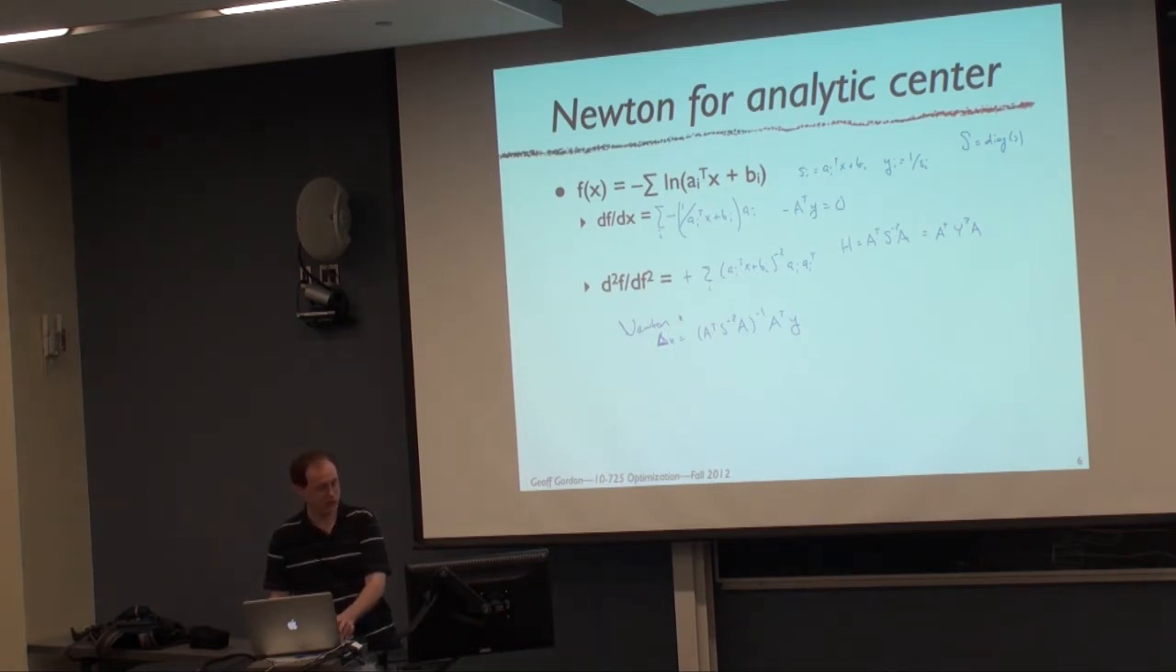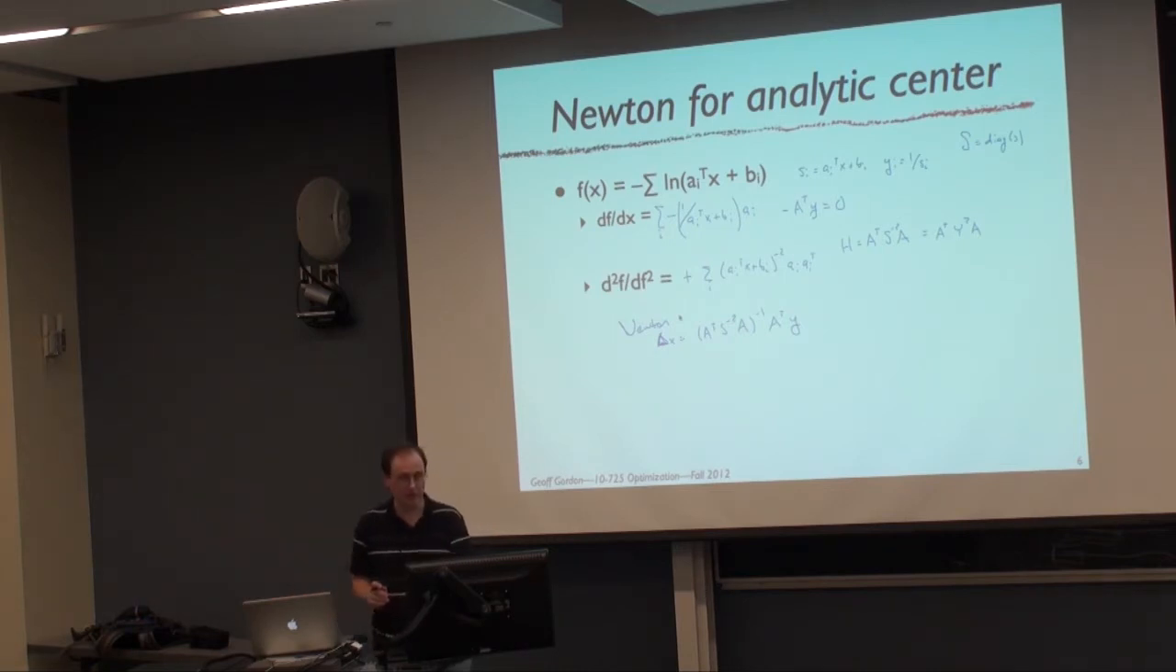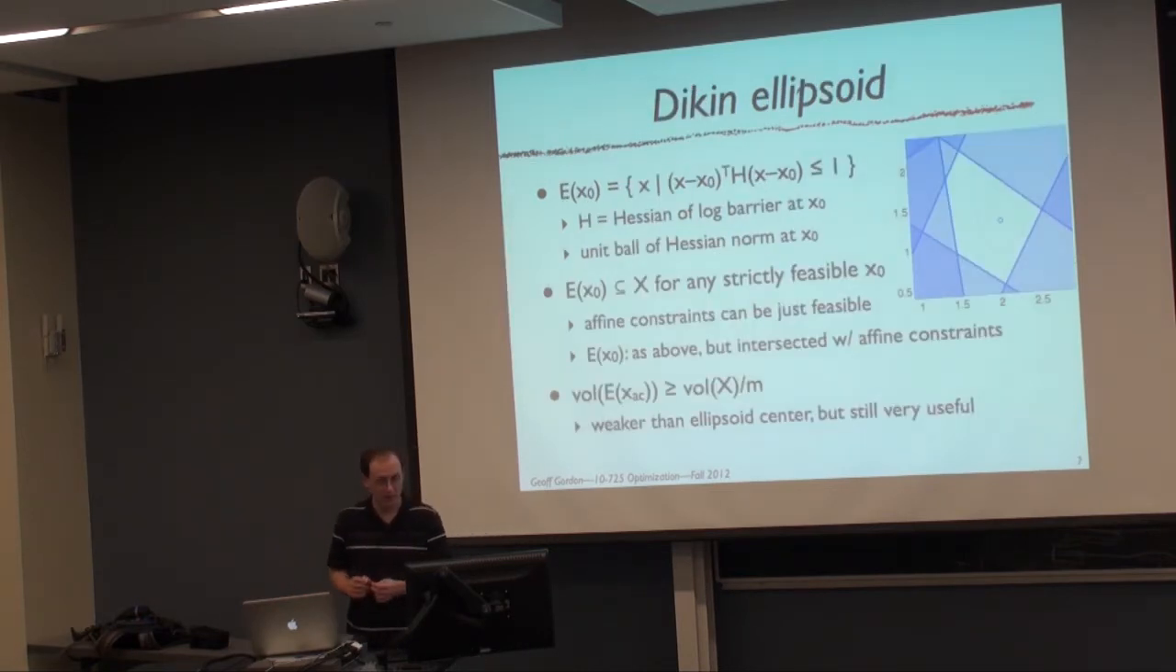All right. So let's try and understand a little bit about the behavior of this algorithm. What I'm going to do is define the Dikin ellipsoid, and then we'll show a connection between the analytic center, the Dikin ellipsoid, and the feasible region. I'm going to write E of x0 for the Dikin ellipsoid centered at x0 to be all x such that (x minus x0) transpose H (x minus x0) is less than or equal to 1, where H here is the Hessian of the log barrier function at x0. So it's what we calculated on the previous slide for Newton's method.